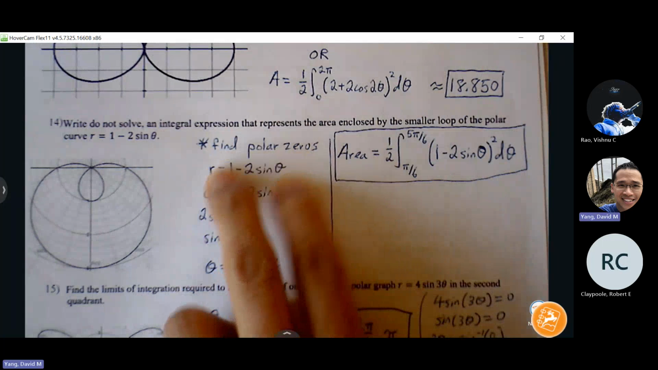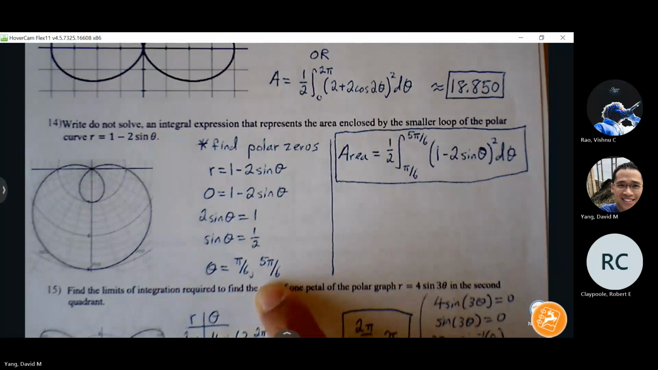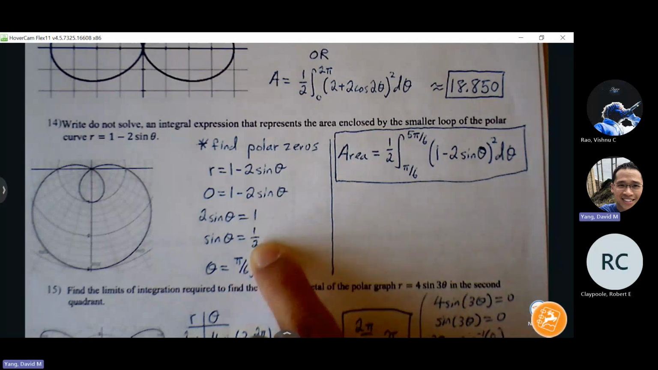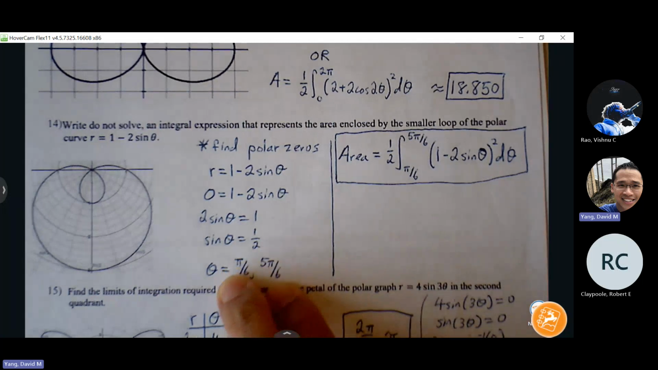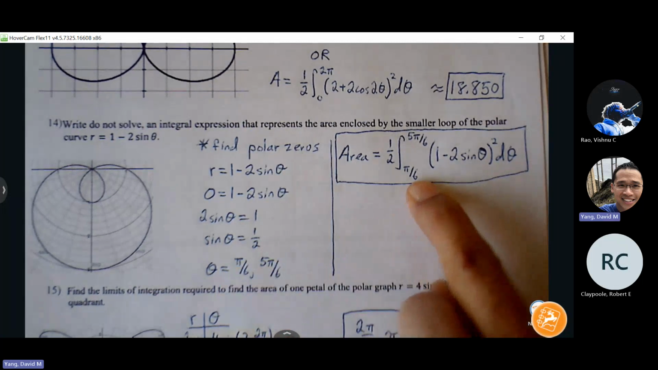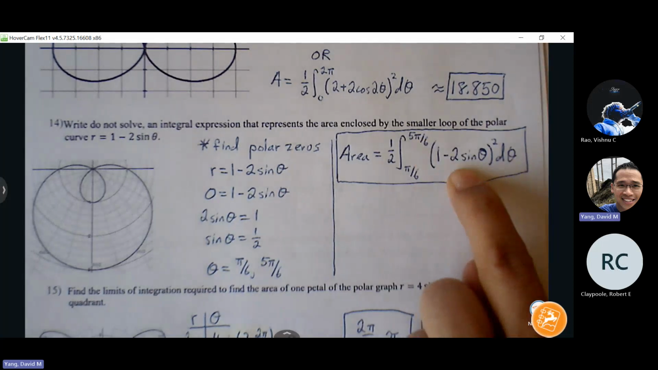So by polar zero, I just set my r equal to 0, solve for theta. I get sine is equal to 1/2. That's in the first and second quadrant. So pi over 6 family here. So pi over 6, pi over 6. And then just do the definite integral from 1/2 integral theta 1 to theta 2 r squared d theta.